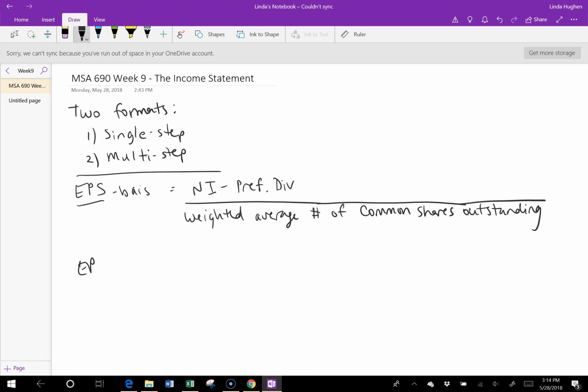EPS diluted, again, is net income. Now this time it's net income as if all of the dilutive securities have been converted into common stock. This may have an impact on net income if it happens. So net income could change slightly from the reported net income. Again, we subtract preferred dividends. But now what's different is the diluted EPS includes all the effects of potentially diluted common shares that were outstanding.